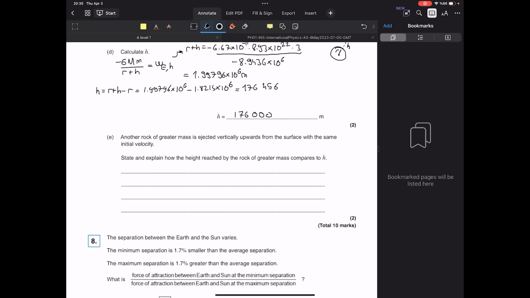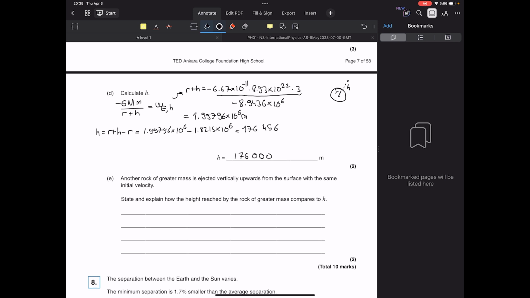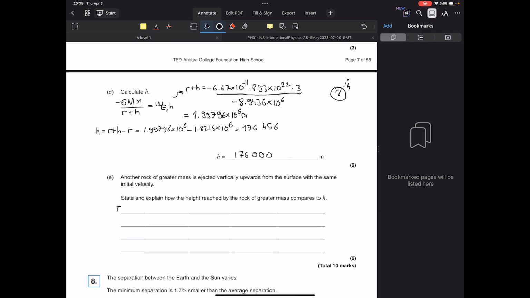Another rock of greater mass is ejected vertically upwards from the surface with the same initial velocity. State and explain how the height reached by the rock of greater mass compares to h. So the height doesn't change.